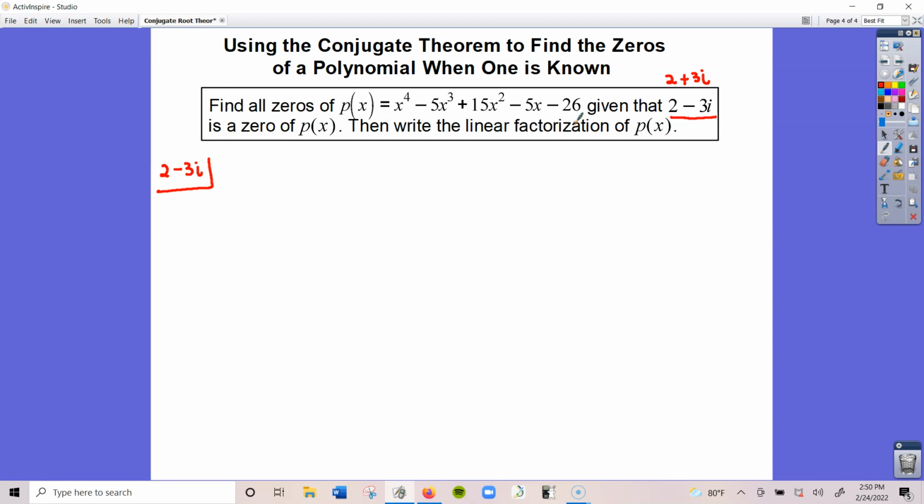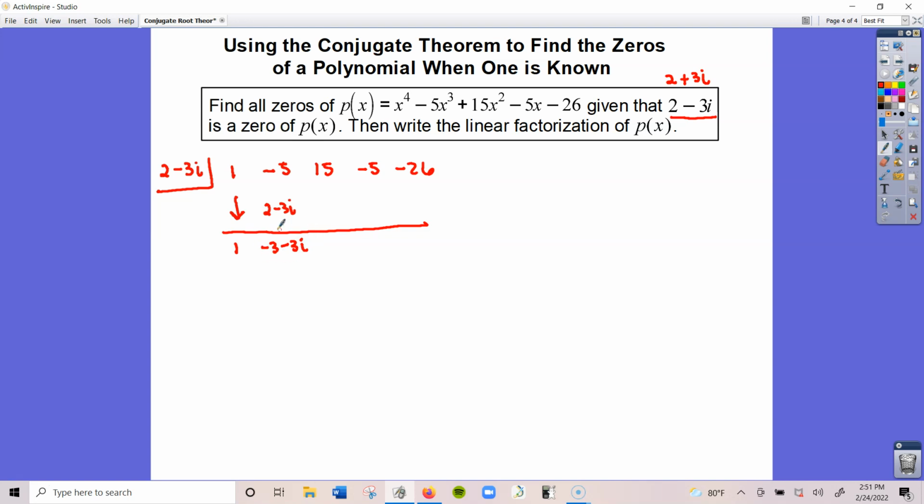So I'm going to write out my coefficients. I'm not missing any terms. So 1, negative 5, 15, negative 5, negative 26. I'm going to bring down the 1. 1 times 2 minus 3i is 2 minus 3i. Now I combine these. I can only combine the real parts. Negative 5 plus 2 is negative 3, and then we have the imaginary part, which is minus 3i.